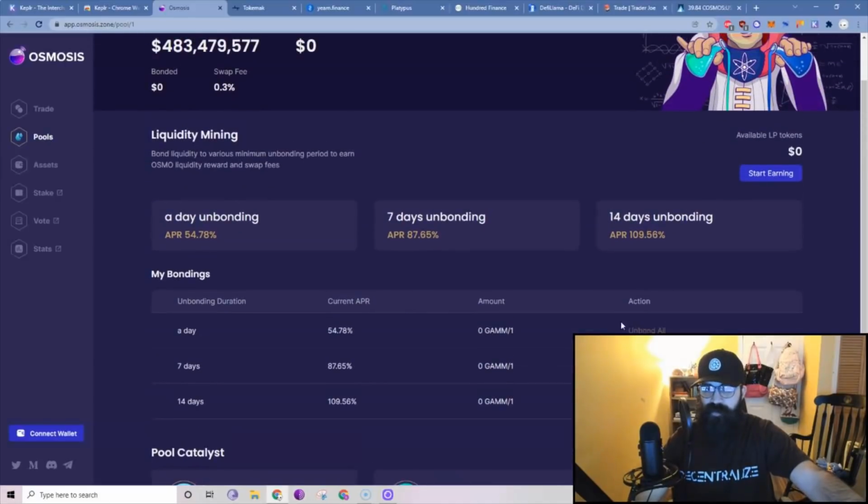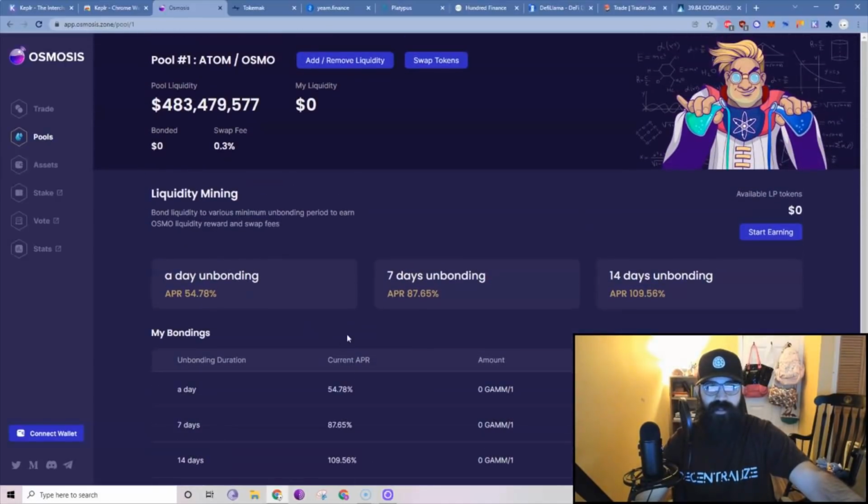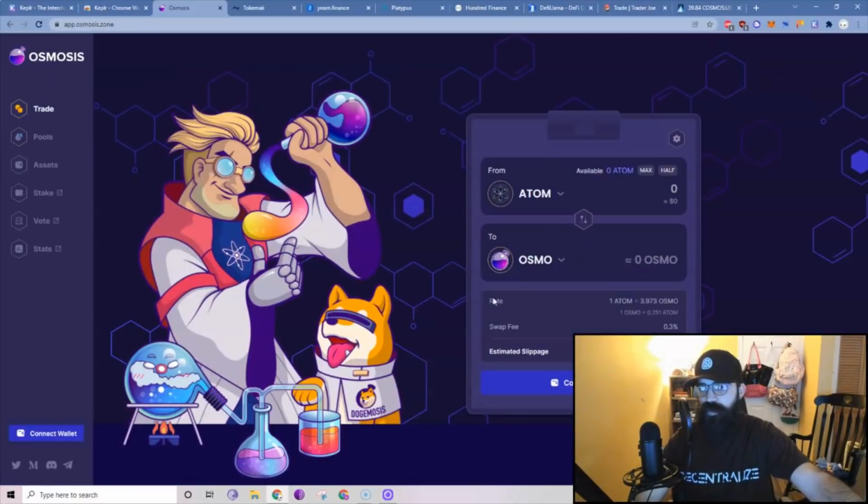So you can see where you would have to unbond. Every day you'll get your Osmo rewards, and what you can do with those Osmo rewards, let's say you were in this pool, is put Osmo on top, click half, and then sell for Atom, go back, add more liquidity, and then start earning again, and that's how you compound.